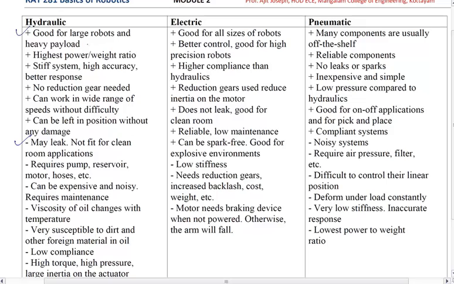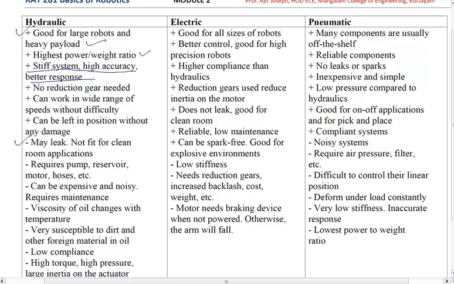Hydraulics are good for large robots and heavy payloads. If you have to lift cars or heavy machinery, then hydraulic systems are better as actuators in robotics. Hydraulics have the highest power to weight ratio, and because the system is very stiff, it has high accuracy and better response. That means it responds very fast.